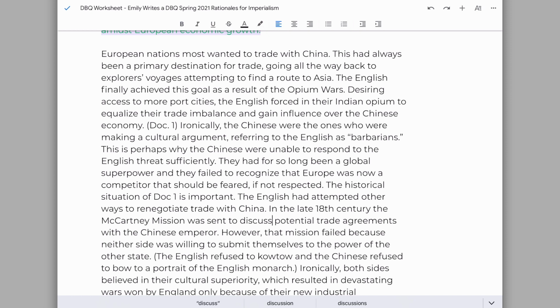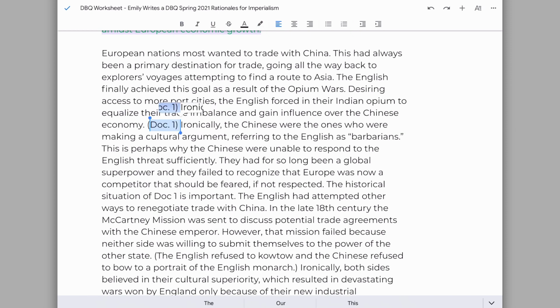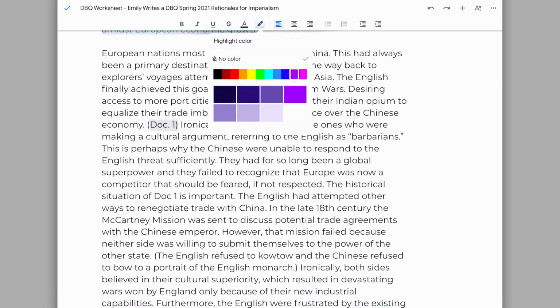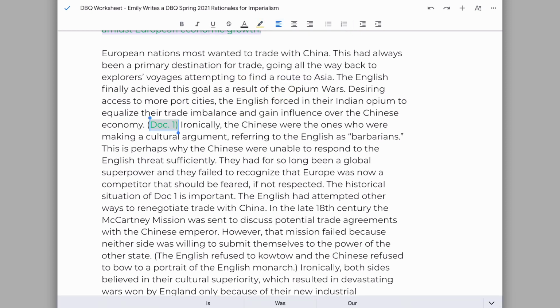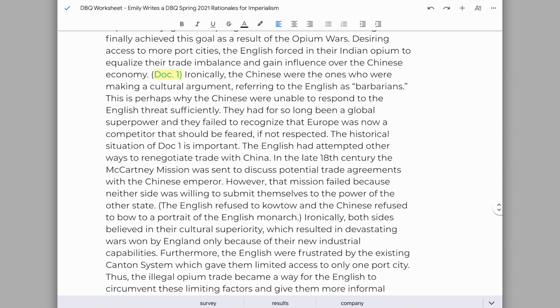This had always been a primary destination, etc. Desiring access to port cities, English thing, document 1. So here she's integrating the source from China, and I'm going to give her that because that's very well done. Ironically, the Chinese were the ones who were making cultural argument, referring to the English as barbarians. This is perhaps why the Chinese were unable to respond to the English threat sufficiently, etc., etc. The historical situation of document 1 is important. So I was waiting for this in the previous paragraph, having to hunt around for sourcing. Here, she's sort of whacking me over the head with it. The historical situation of document 1 is important.